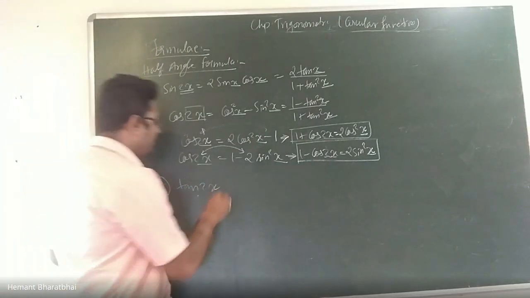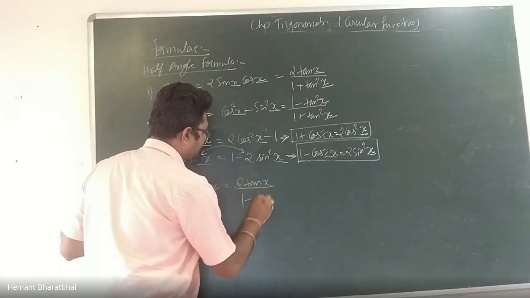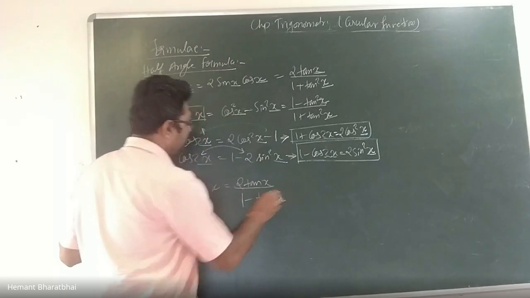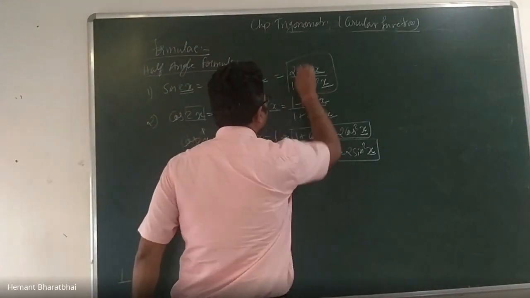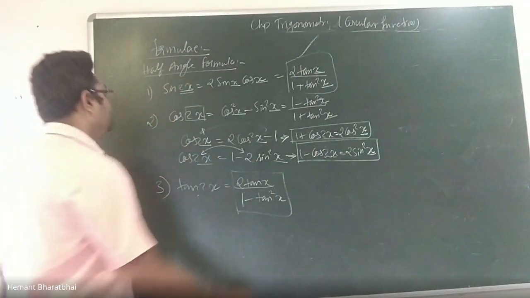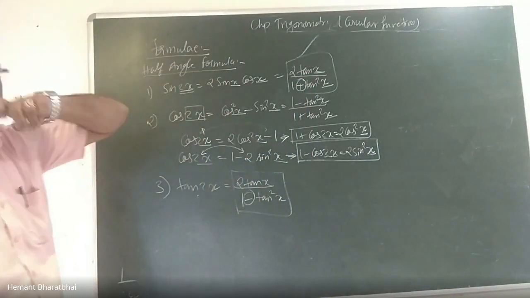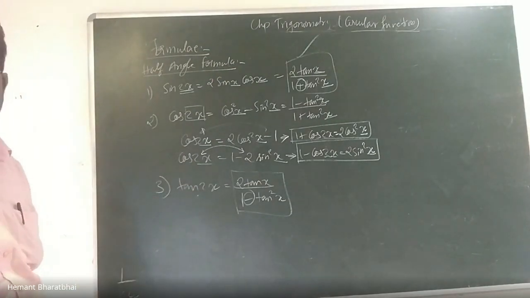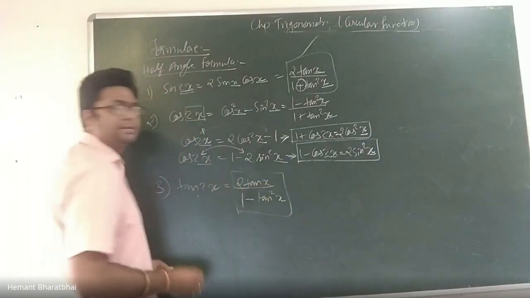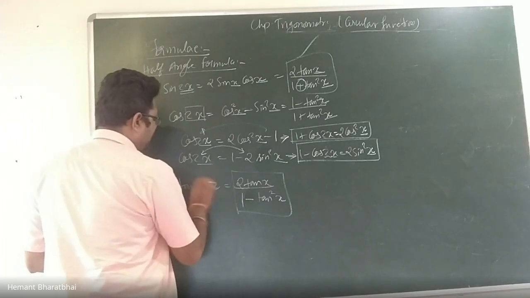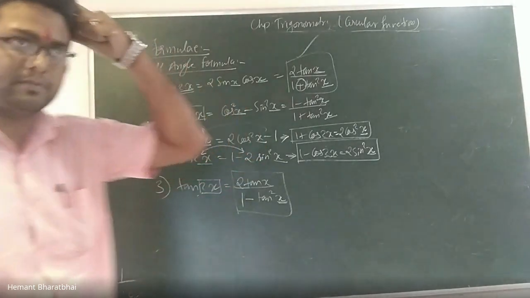tan 2x can be written as 2 tan x upon 1 minus tan square x. Be very careful with this. This is similar to what we have written over here. The only change is in the sign. There also it is 2 tan x upon 1 plus tan square x, and here also it is 2 tan x, but here it is upon 1 minus tan square x. Again, 2x has become x, and that is why I love to call it half angle formula.